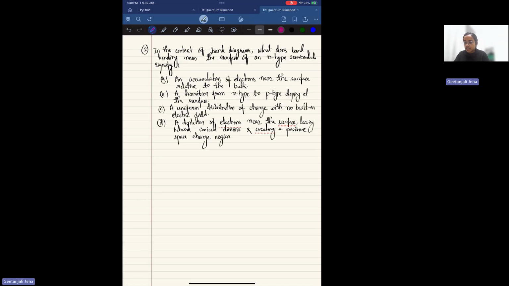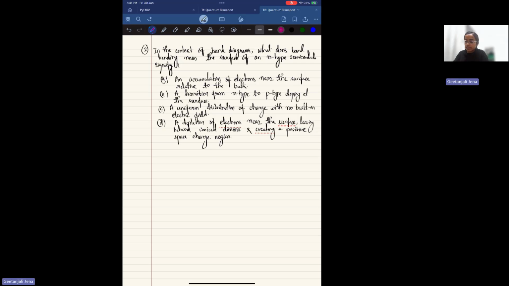The second question is given in the context of a band diagram. What does band bending near the surface of an N-type semiconductor signify? Is it signified by the accumulation of electrons near the surface relative to the bulk, or a transition from N-type to P-type doping at the surface, or a uniform distribution of charge with no built-in electric field, or does it signify a depletion of electrons near the surface, leaving behind ionized donors and creating a positive space charge region?